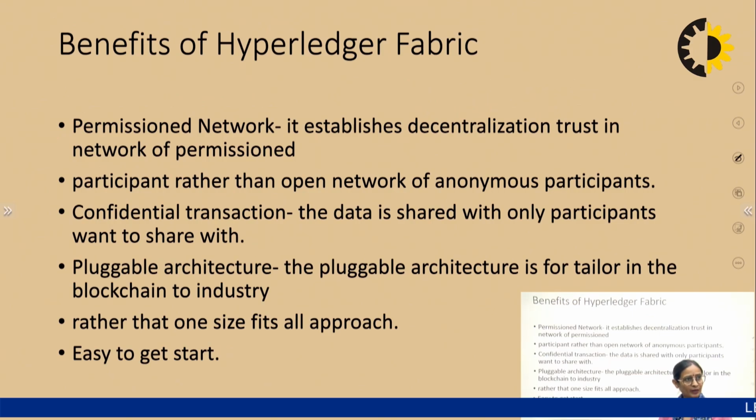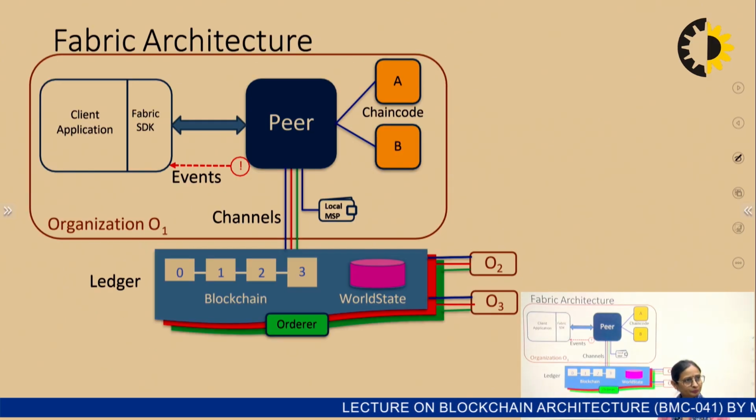These are the benefits of Fabric. It is a permissioned network. Participants, rather than in an open network, are working in a closed environment. Confidential transactions are there, a pluggable architecture, and it is easy to get started. Let's come to the Fabric architecture.